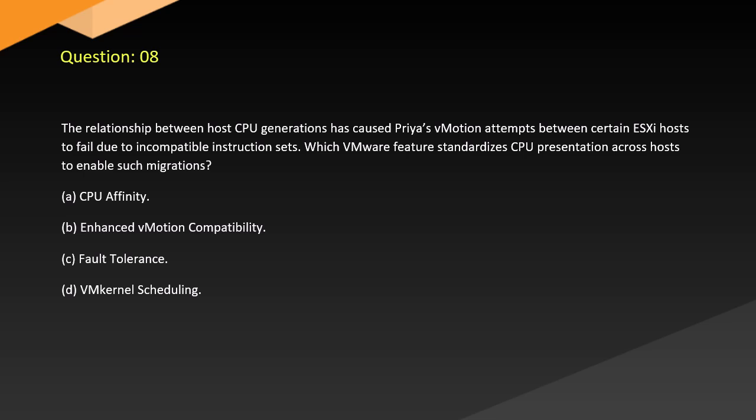Question 8. The variation in host CPU generations has caused previous vMotion attempts between certain ESXi hosts to fail due to incompatible instruction sets. Which VMware feature standardizes CPU presentation across hosts to enable such migrations? A. CPU Affinity. B. Enhanced vMotion Compatibility. C. Fault Tolerance. D. VM Kernel Scheduling.